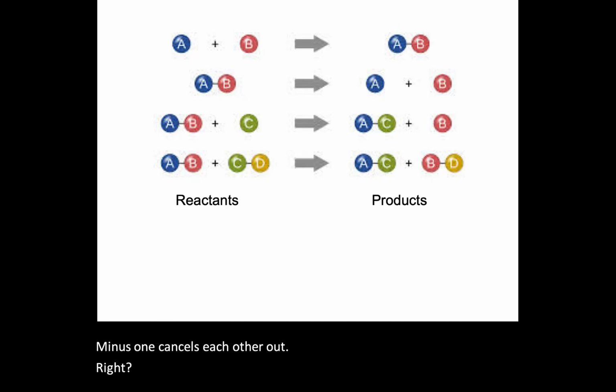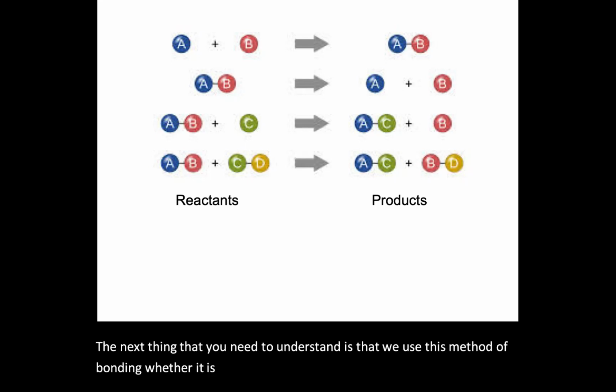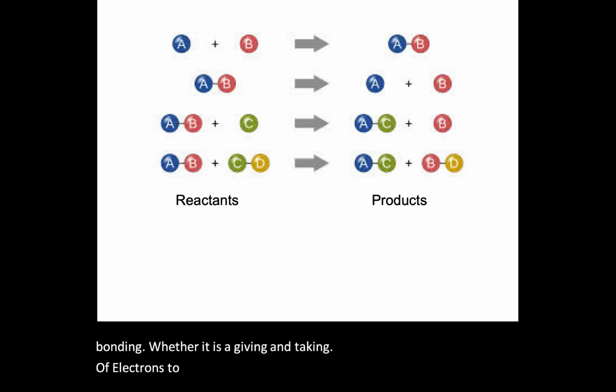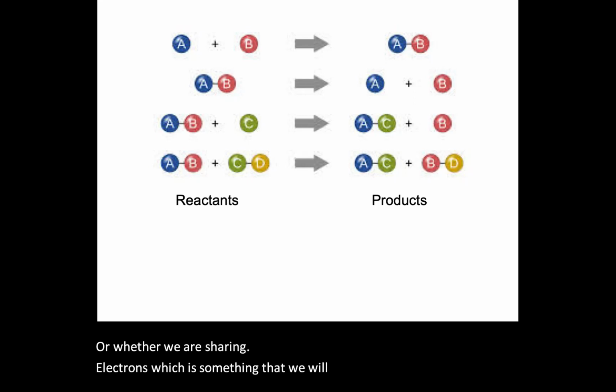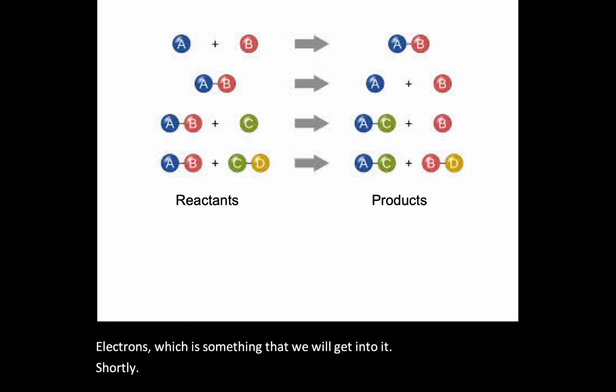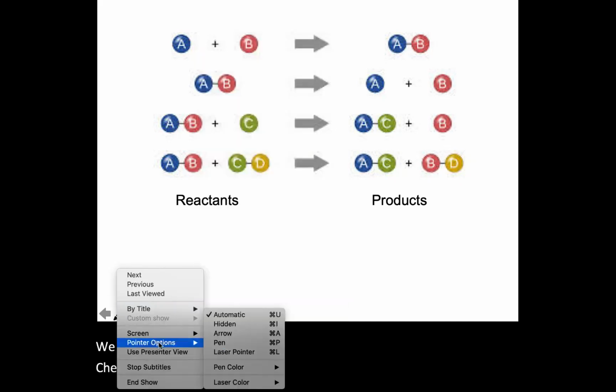The next thing that you need to understand is that we use this method of bonding, whether it is a giving and taking of electrons to create anions and cations, or whether we are sharing electrons, which is something that we will get into shortly. We have different types of chemical reactions that can take place.